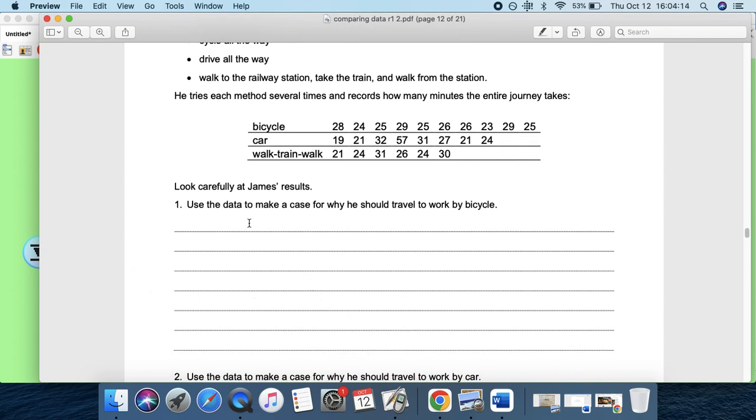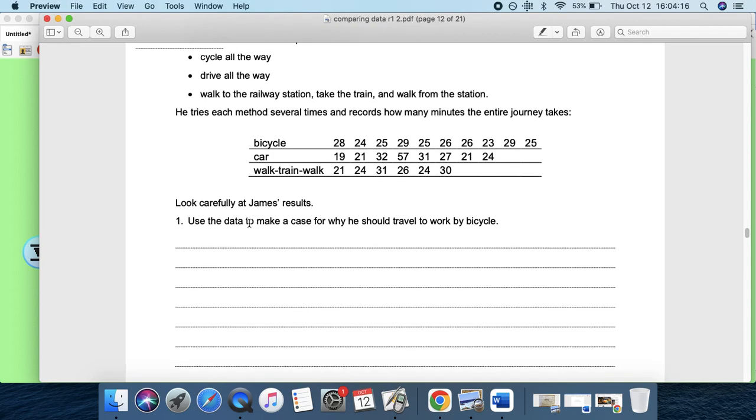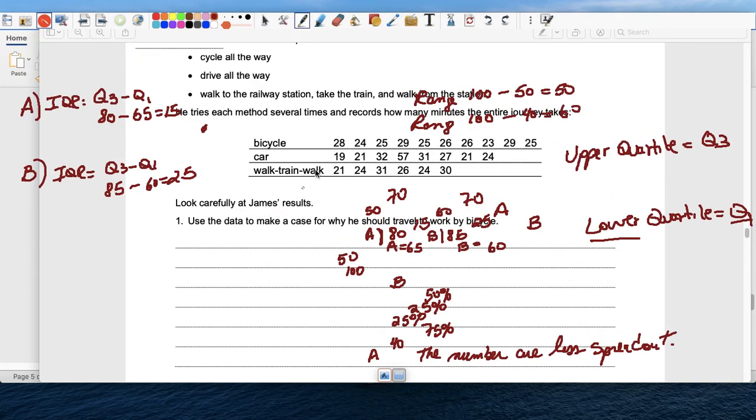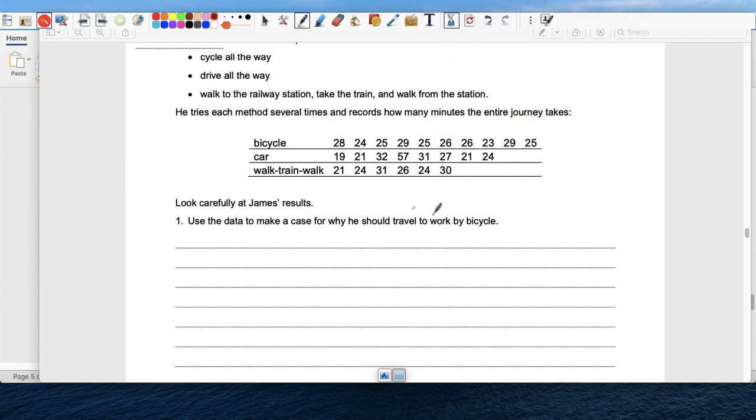So the question here is, James is going to work. He's going to go by bicycle, or by car, or by walking, taking the train, and walking again. So we want to look at the data and then make a suggestion for him, stating that the best way to go to work is by bicycle. ¿Cómo le explicamos que la mejor manera de ir para el trabajo es en bicicleta? So how do we tell him that the best way is by bicycle?